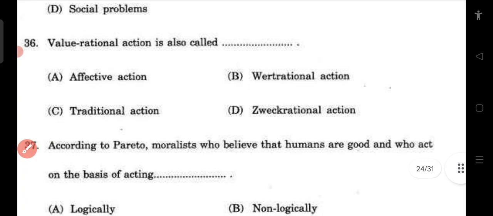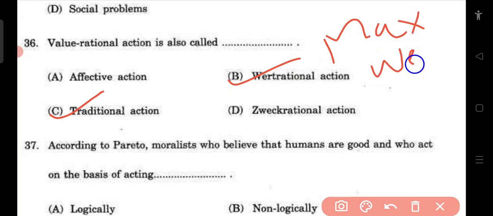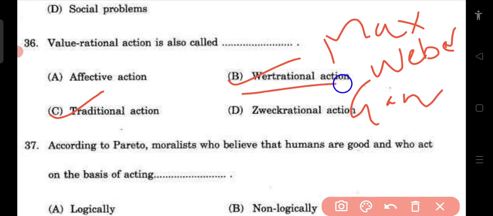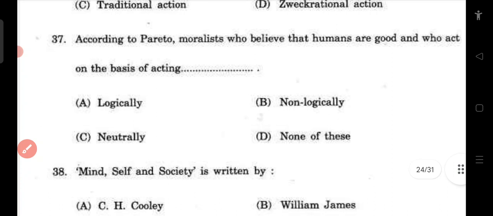Question number 36 is asking, value rational action is also called affective action, value rational action, traditional action, joint rational. So here the answer should be value rational action. So these are types of social action given by Max Weber. Gandhi's movement is related to value rational action. There was one question that came in the previous year.